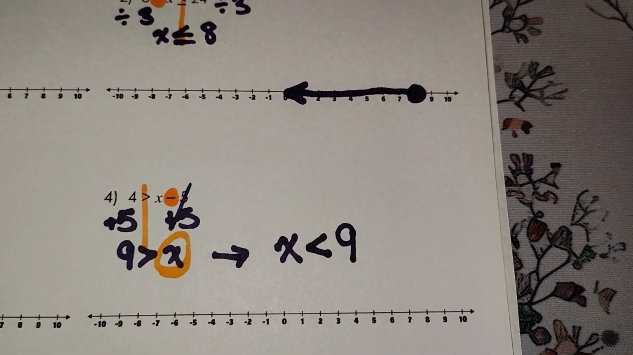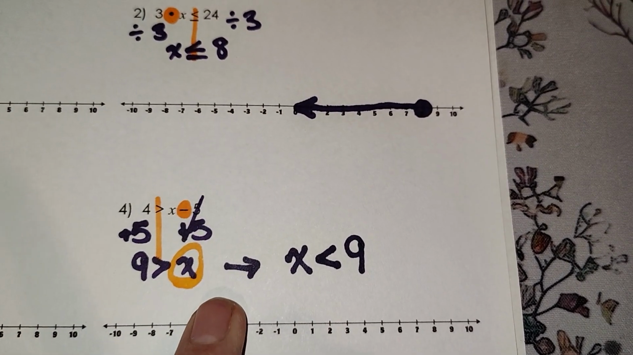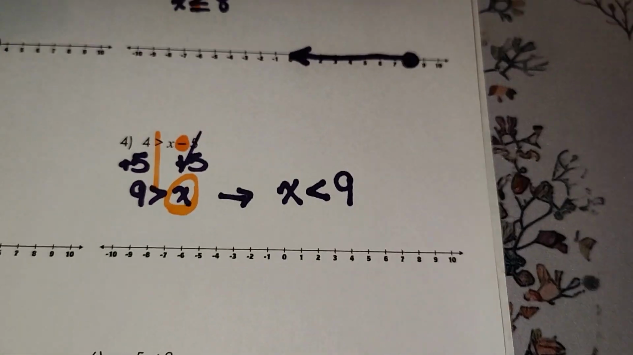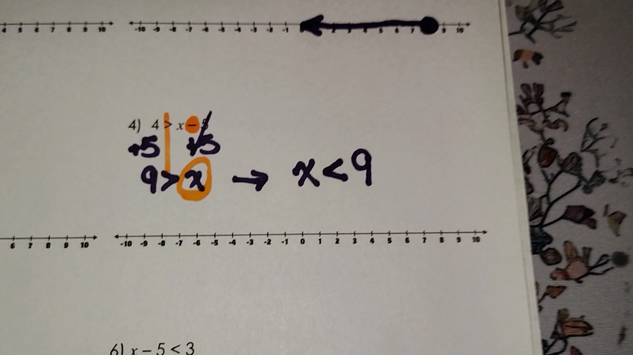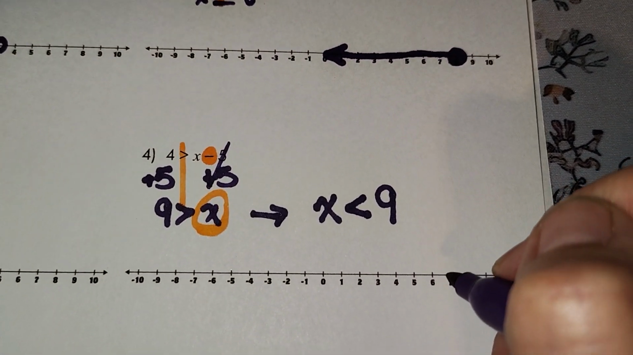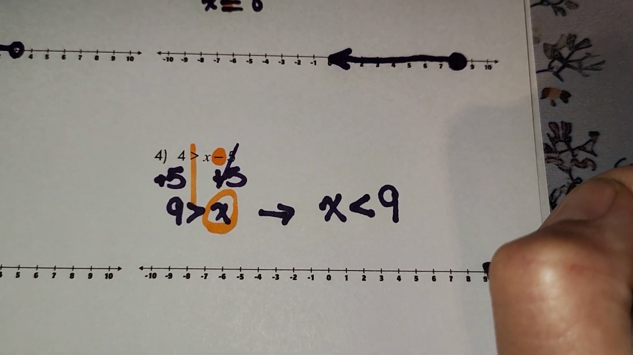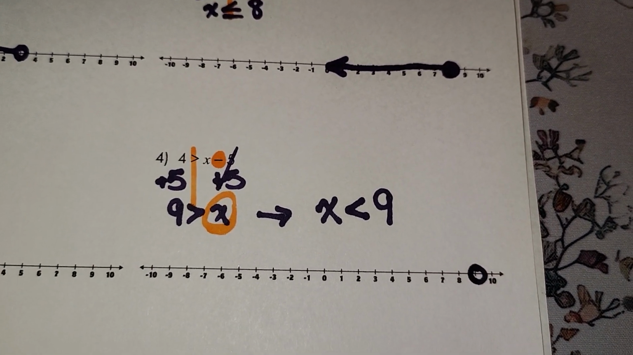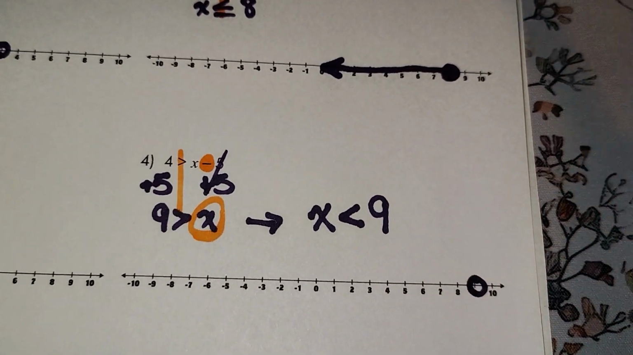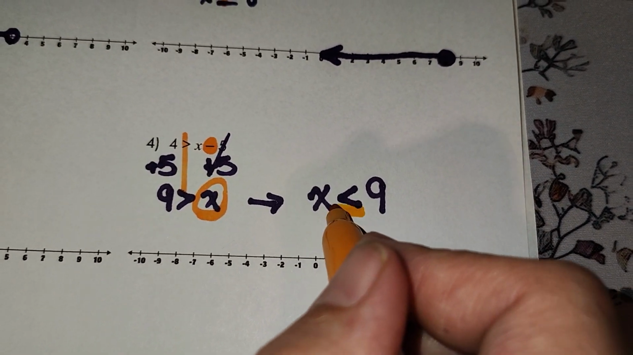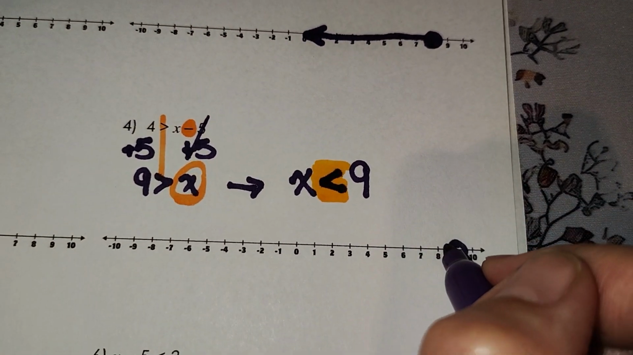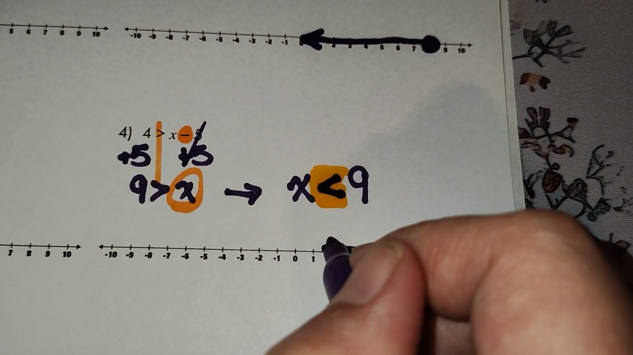Are both statements true? 9 is greater than x. X is less than 9. Yes, both statements are true. So let's graph that. On my number line, I'm going to find 9. Open or closed symbol? Should be open. And I'm following this inequality sign right here. So we're going to hike this arrow over to the left.